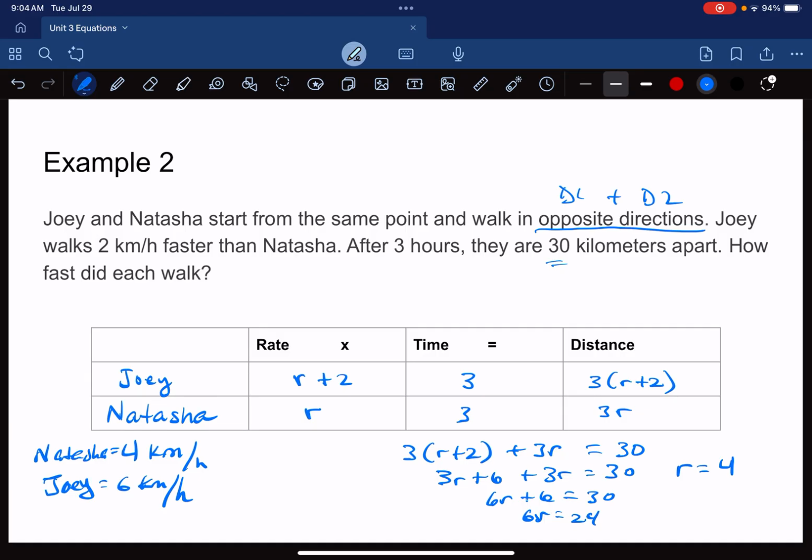Just add 2. His rate plus her rate plus 2. Okay? So there's our 2 answers. Always go back and answer the question, right?